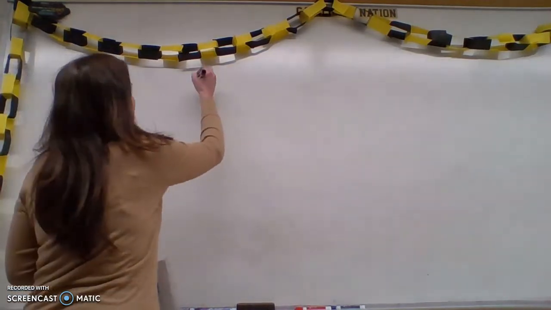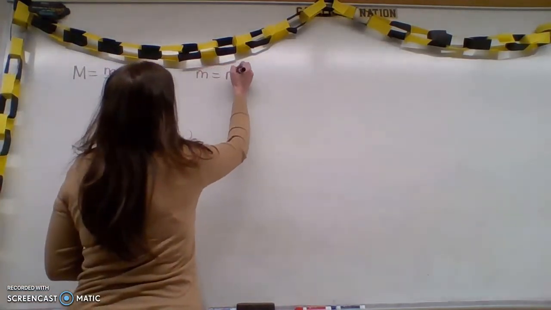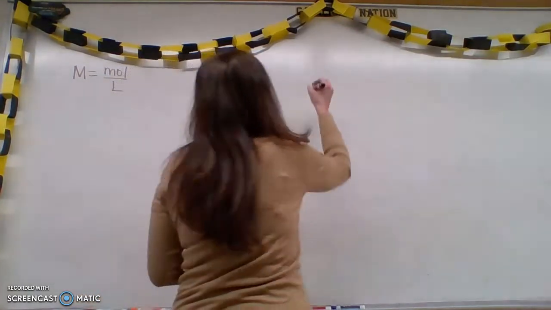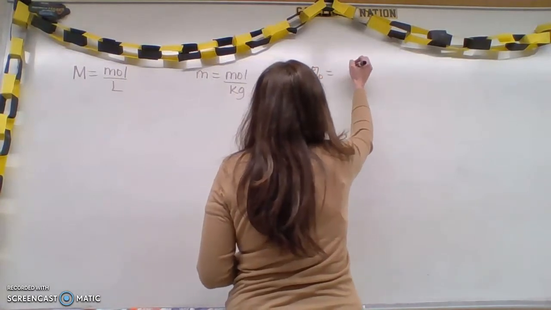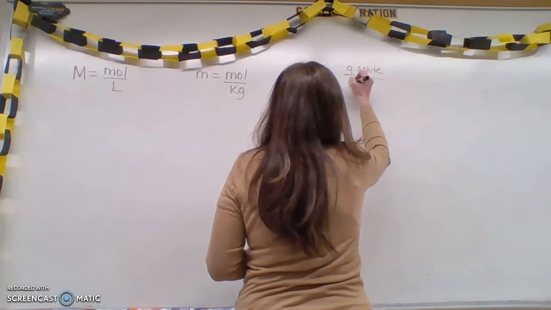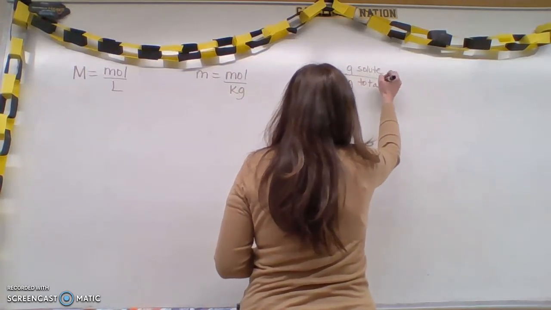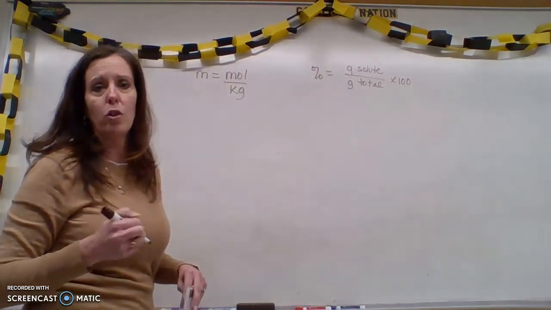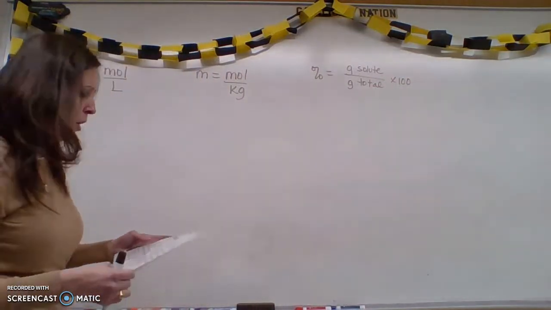Molarity is moles over liters. Molality is moles over kilograms, right? And weight percent is going to be the grams of the solute over the grams total. And because it's a percentage, I'm going to go ahead and multiply that by 100. And that's going to kind of keep me straight in this problem.